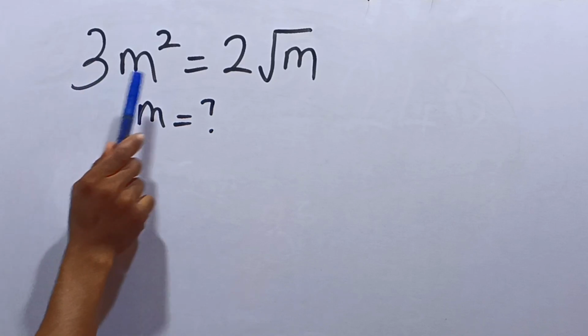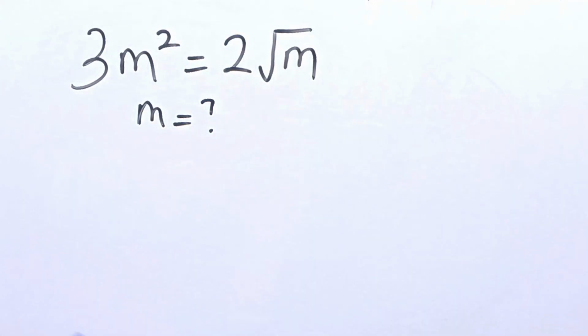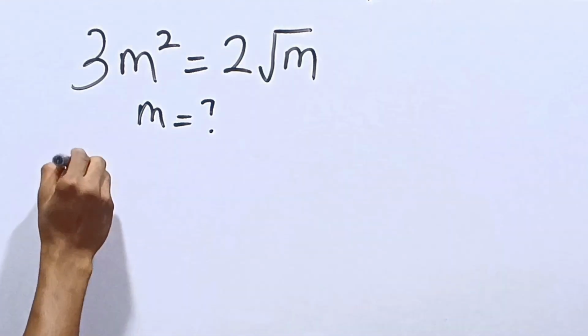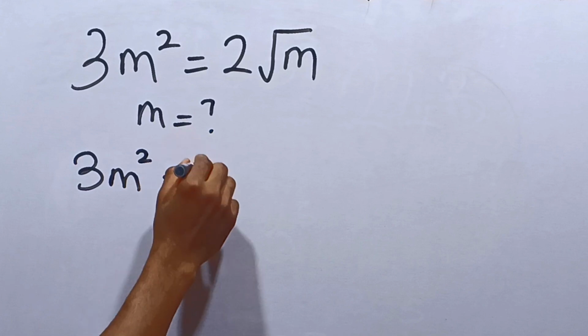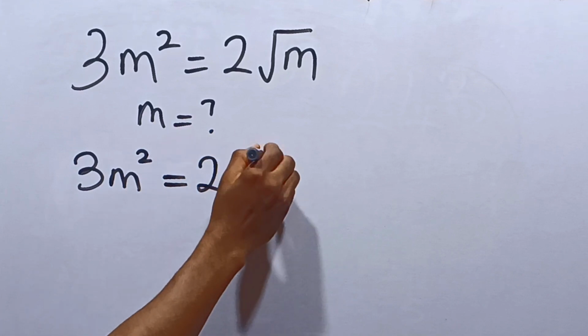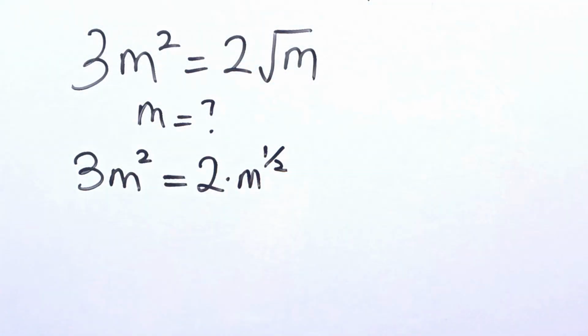We have 3m squared to be equal to 2 root m. You're required to solve for m in this question. First thing we can do here is to say that 3m squared is equal to 2 multiplied by m to the power of half, because root of m is m to the power of half.